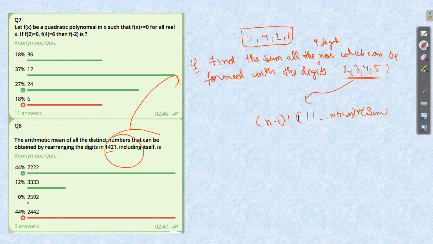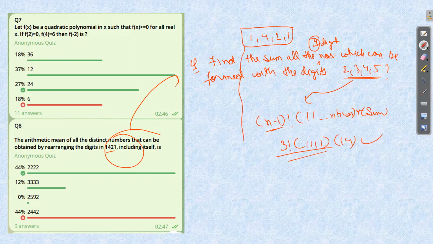And the sum of the digits, this is all the product. So n minus 1: we have four digits, so this will be 3 factorial, and 1 1 1 1, n times, n is 4. Sum of the digits will be 5 plus 4 is 9, plus 3 is 12, plus 2 is 14. Just multiply this and this is your answer.